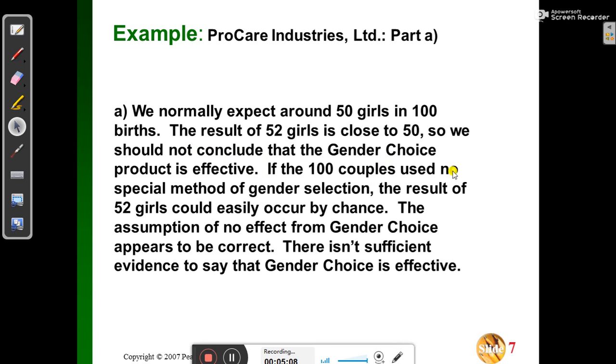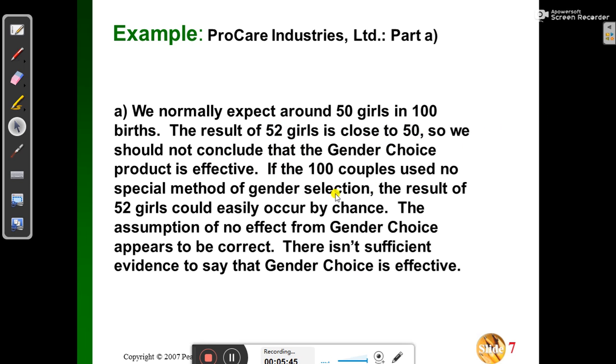If the 100 couples use no special method of gender selection, the result of 52 girls could easily occur by chance. Obviously, the assumption of no effect from Gender Choice appears to be correct in the case of 52 girls. There isn't sufficient evidence to say that Gender Choice is effective. So we can state that Gender Choice has no effect on the birth of a baby boy or girl, because 52 girls is almost close to 50, and a boy or girl birth might be a 50% chance.